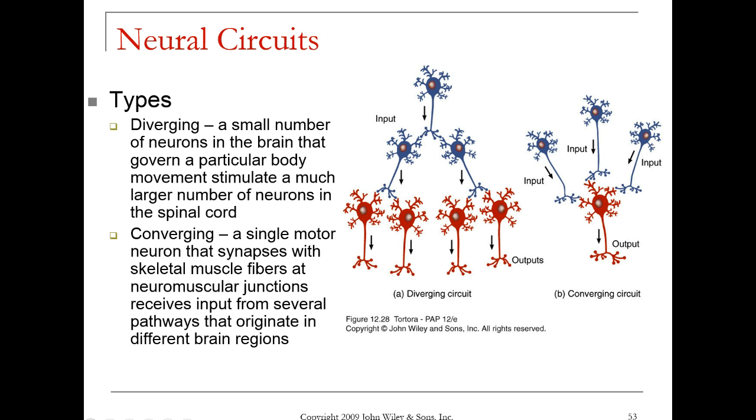Then we see a converging circuit. In a converging circuit, you have lots of input that goes to a single output neuron. So a single motor neuron synapses with lots of skeletal muscle fibers at that neuromuscular junction. They could receive input from different brain areas. So those would be a converging circuit.